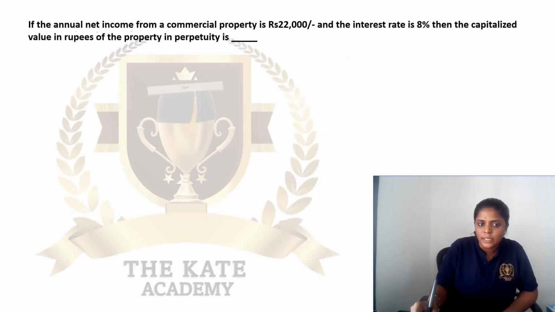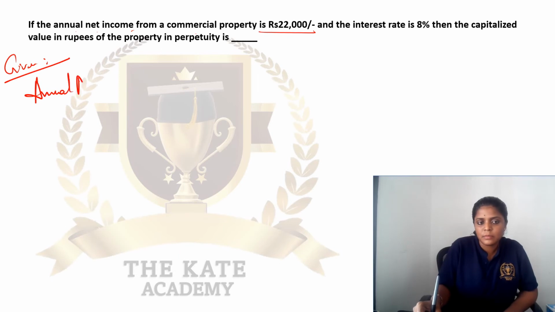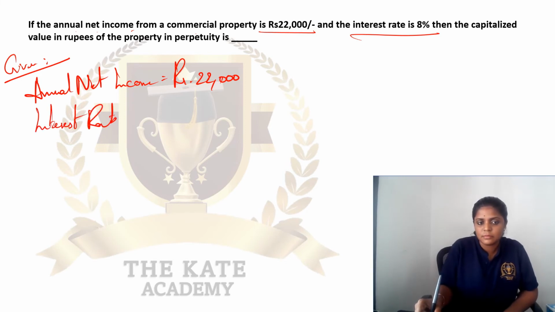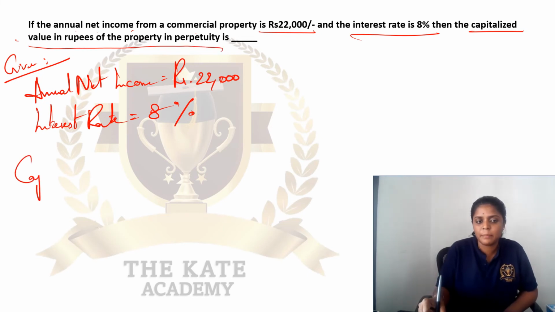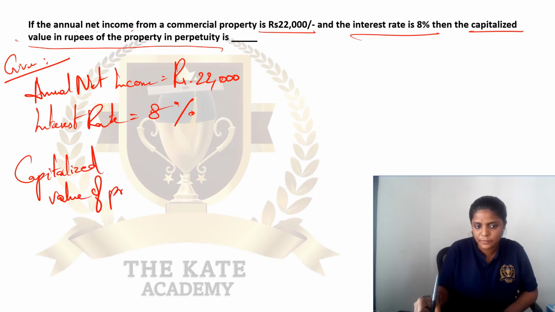If the annual net income from a commercial property is 22,000, given annual income is equal to rupees 22,000, and the interest rate is 8%. The capitalized value in rupees of the property in perpetuity. Capitalized value of property is equal to, is the question.